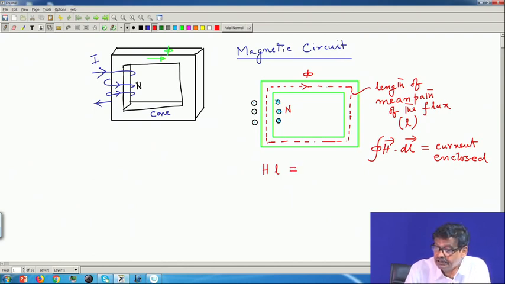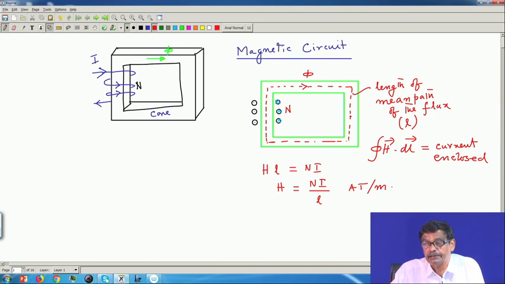How much current is enclosed by this path? N into I. We know this, so I will not spend much time on it. So, this is N I by L. Its unit is ampere turns per meter. This will be the case.